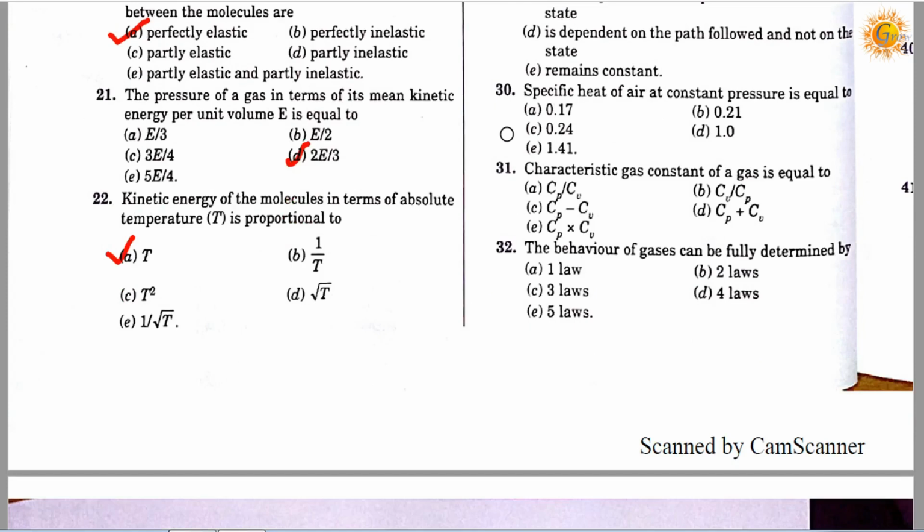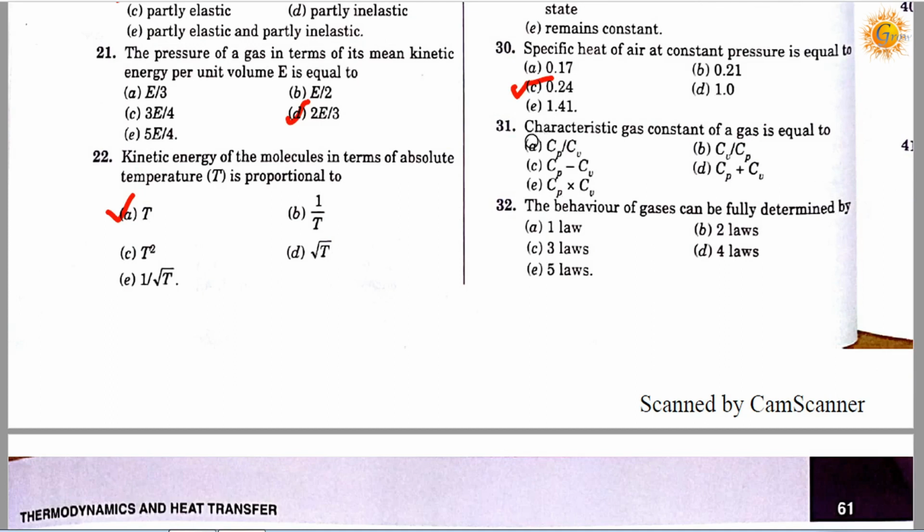Question number 30. Specific heat of air at constant pressure is equal to: option A, 0.17; option B, 0.21; option C, 0.24; option D, 1; option E, 1.41. The correct answer is C. It will be 0.24.